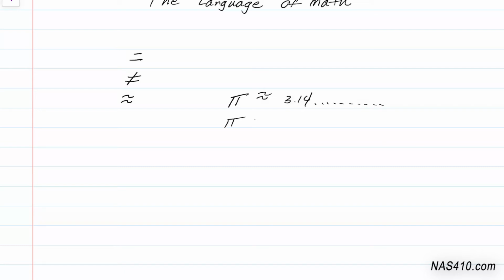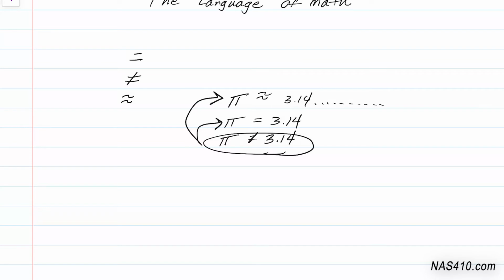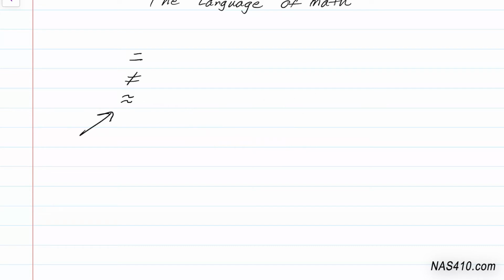So I couldn't say pi equals 3.14 because that's not a true statement. And I couldn't really say pi does not equal 3.14 because that's not exactly true either, although this is more true than this. And so the best way to write this is here, because pi is approximately 3.14. It's good to use these numbers, whenever you're estimating something.